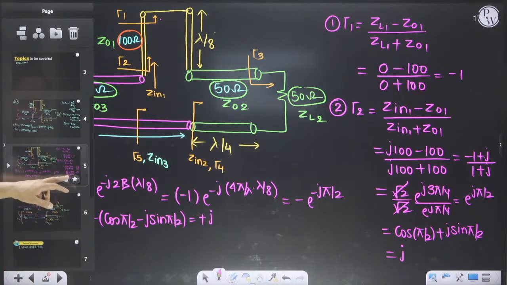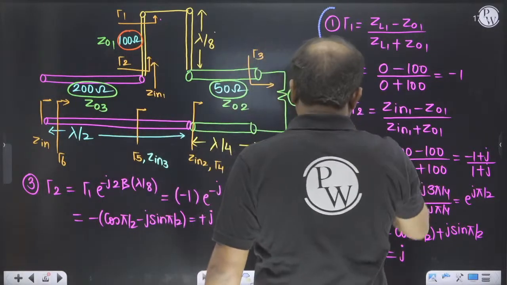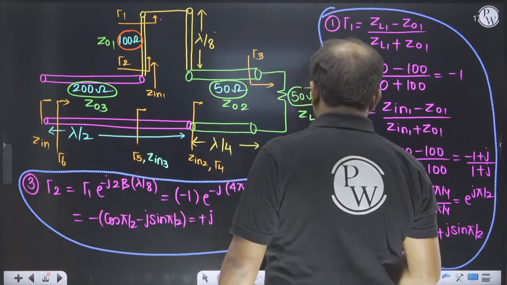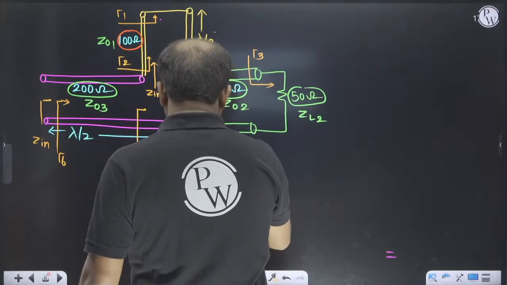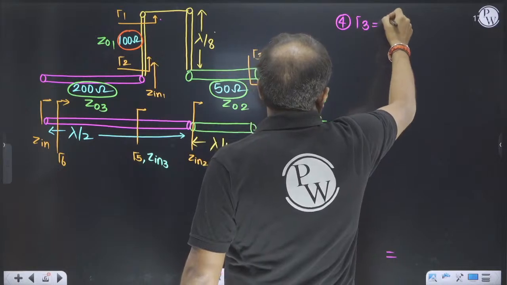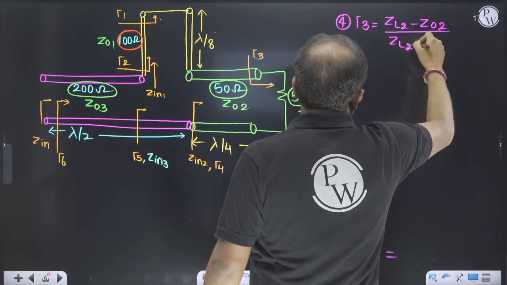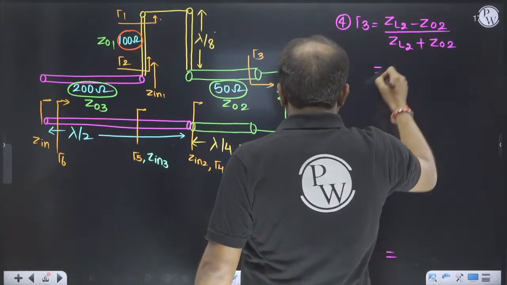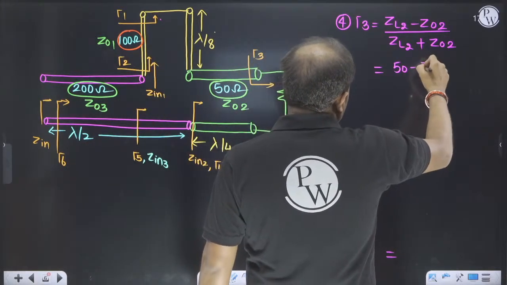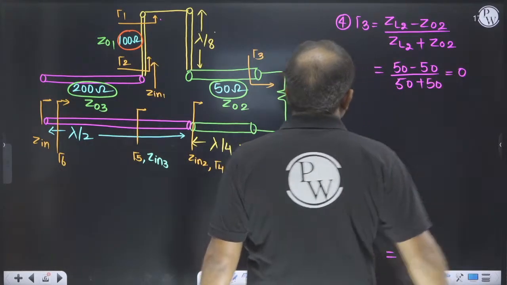Now we will calculate gamma 3. What is the formula for gamma 3? Gamma 3 is ZL2 minus Z02 divided by ZL2 plus Z02. ZL2 is 50 and Z02 is 50. So 50 minus 50 over 50 plus 50 will be 0. So the reflection coefficient will be 0.